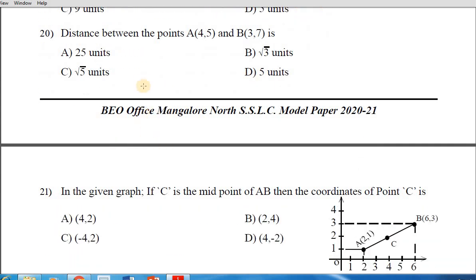So be careful. The distance between the points A 4, 5 and B 3, 7. Here they have given two points and are asking to find the distance between them. So you wanted to use the distance formula, children. That is root over x2 minus x1 whole square plus y2 minus y1 whole square. Substitute the values and simplify. It gives our answer root 5 units. Hence for this question root 5 is the correct answer.